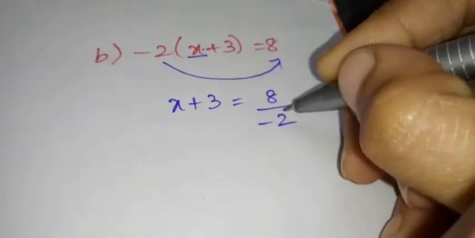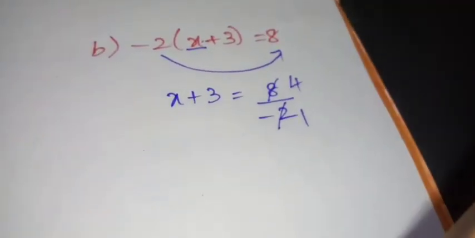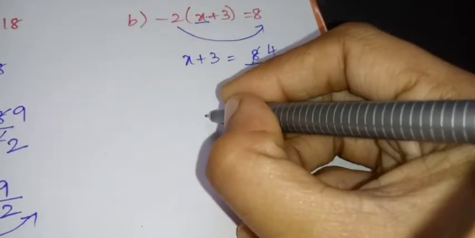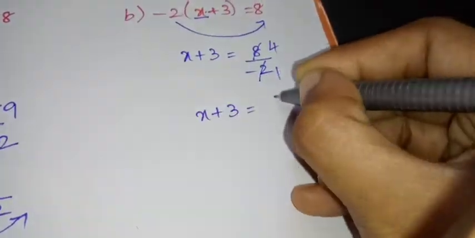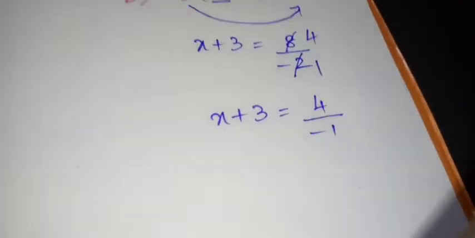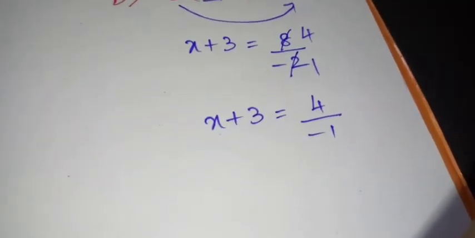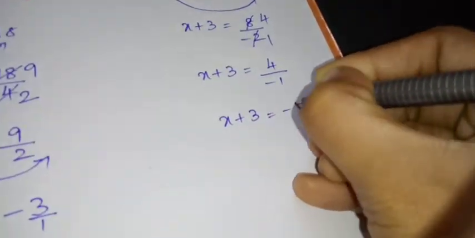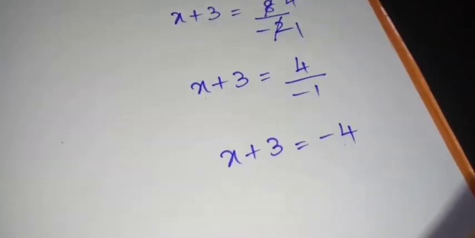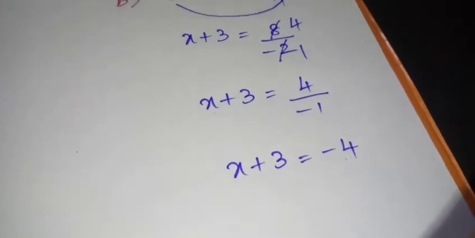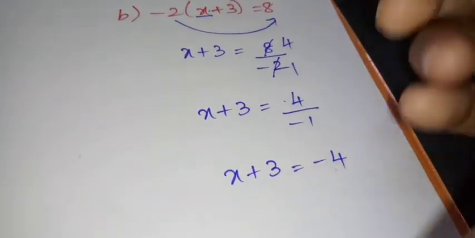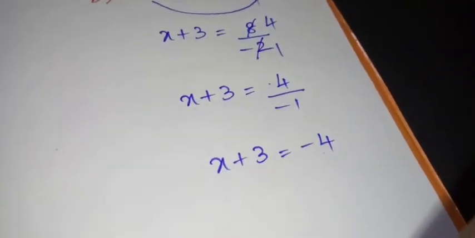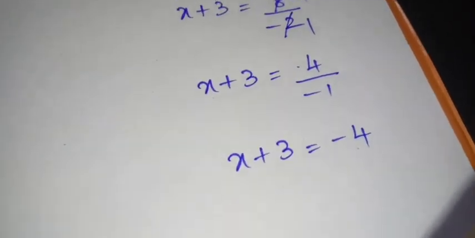Okay, now 1 times 4 times. So x plus 3 is equal to 4 by minus 1, correct? 4 by minus 1, the answer is what? Minus 4. Actually, if the minus comes here or here, no problem. So 4 by minus 1 is minus 4.